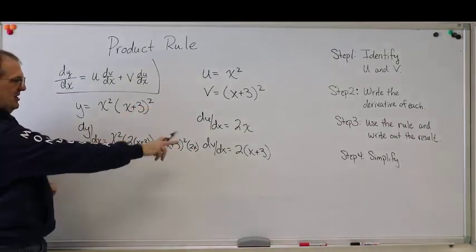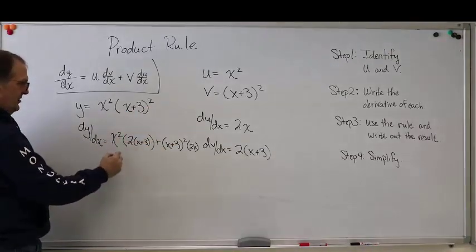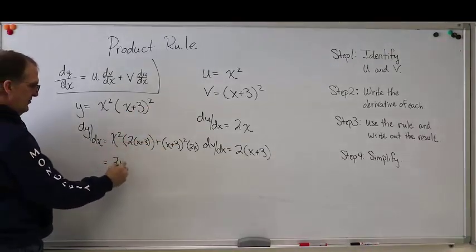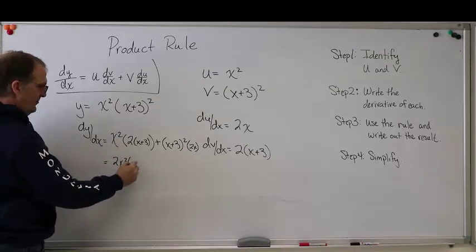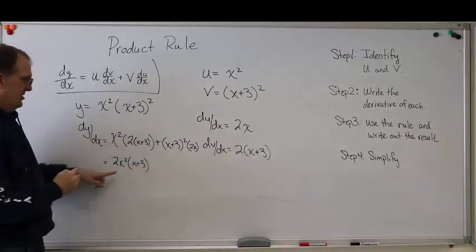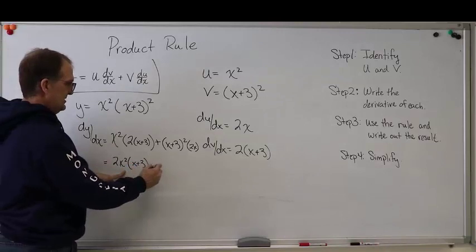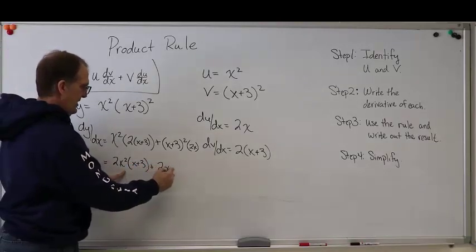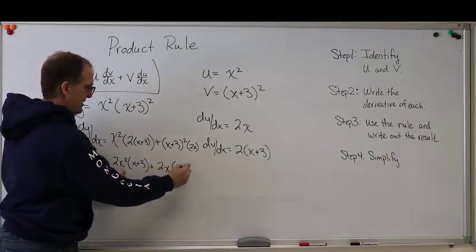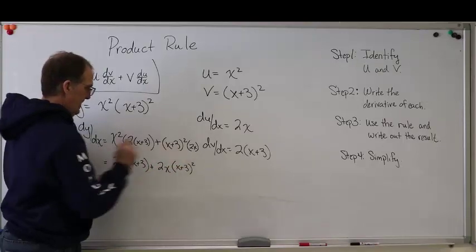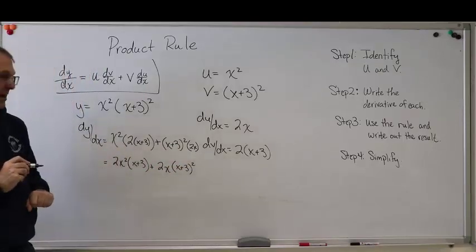So step 3, write it all out. This will be just x squared times 2(x + 3) plus 2x times (x + 3) squared.